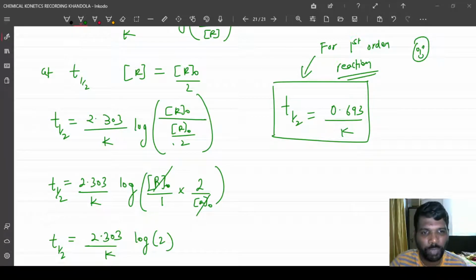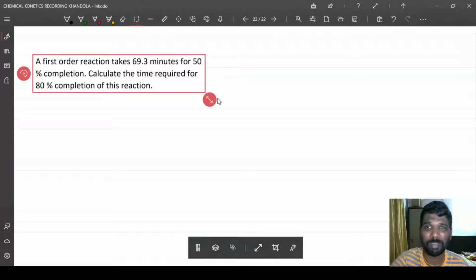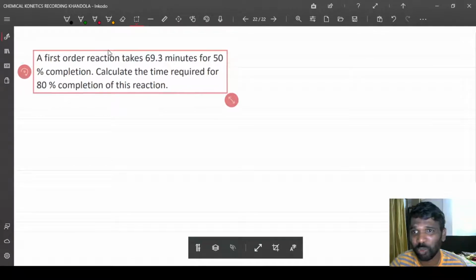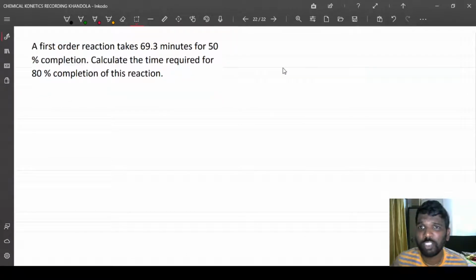So students, since we understood so much about the half-life of a reaction, first order and zero order, let us solve one numerical. One numerical is a must, right? After every concept, after every formula you derive, there is always one numerical which should be solved, and I am going as per the protocol. Let's solve one numerical. A first order reaction takes 69.3 minutes for 50% completion. Calculate the time required for 80% completion of the reaction.